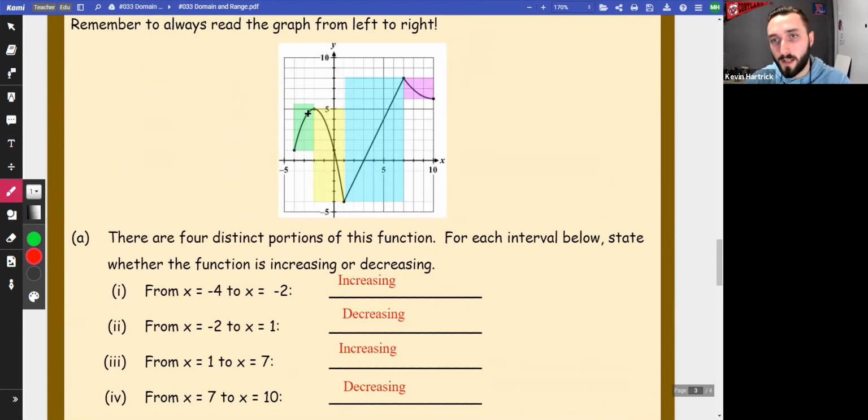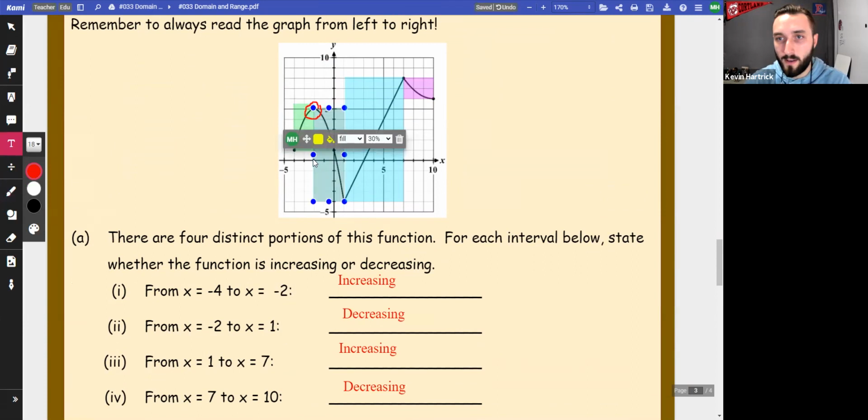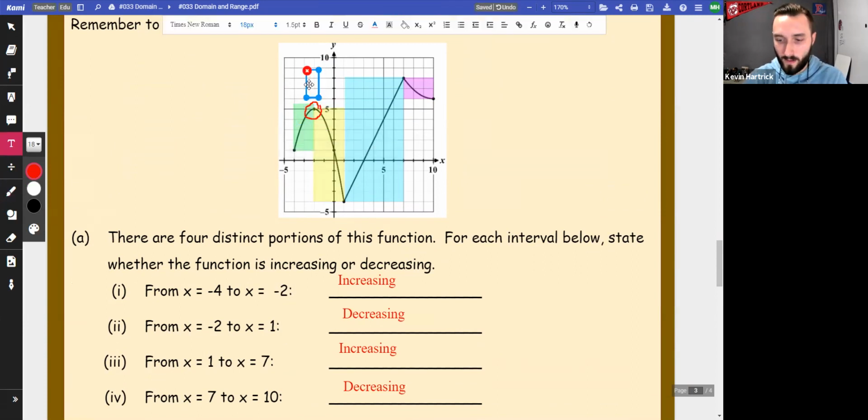So the green area was increasing and then it got to the yellow area, which is decreasing. So this point right here was a turning point. Let's label it. This point is -2, 5. So that was our first turning point. Then we got the yellow area that went all the way down, decreasing, and then it hit this turning point here and then increased, right? So this is 1, -4.